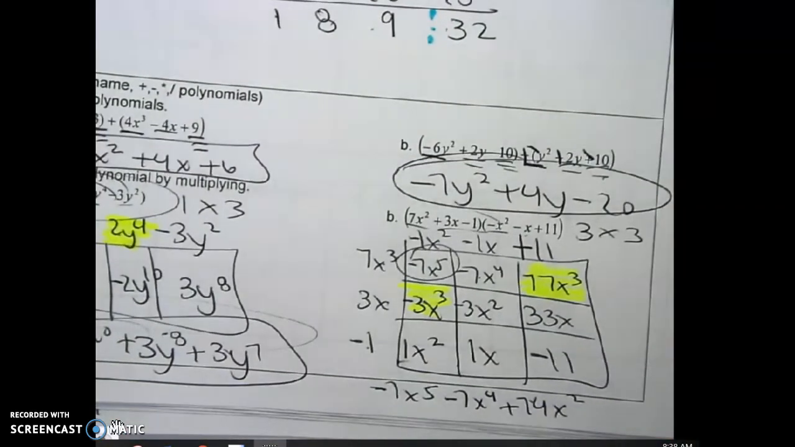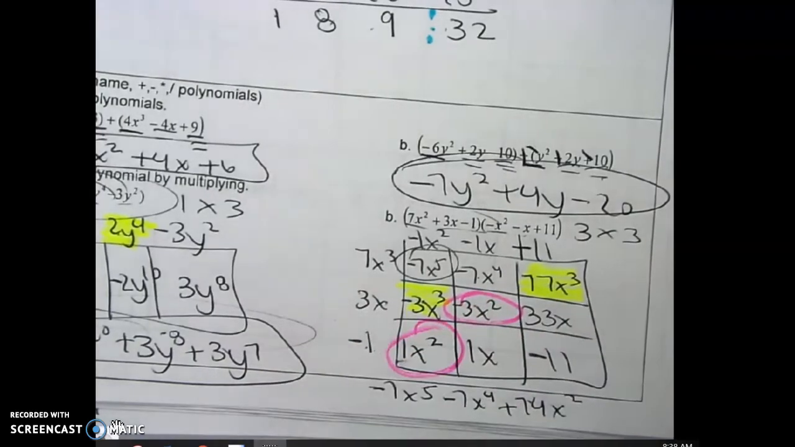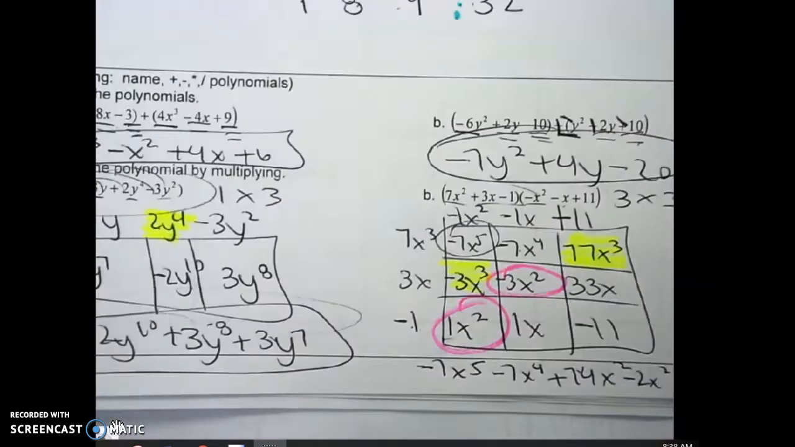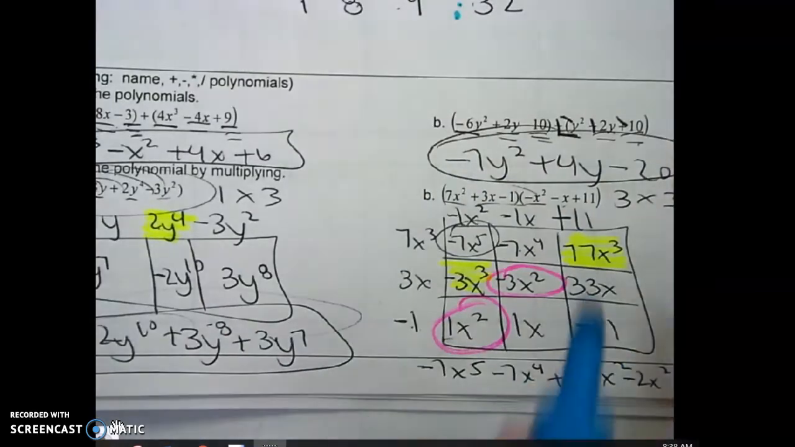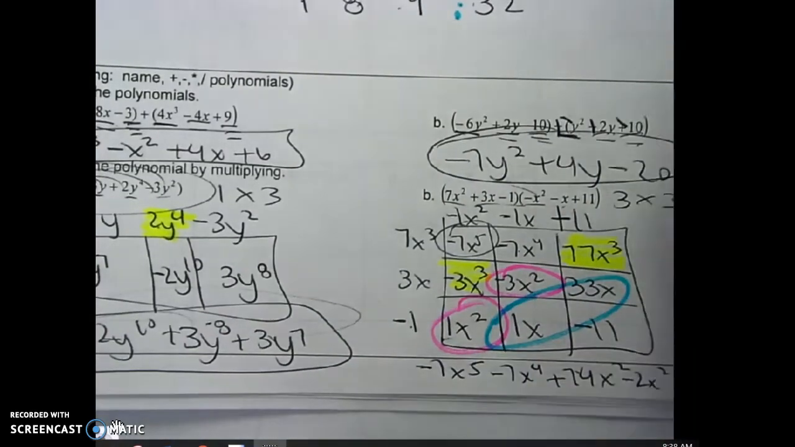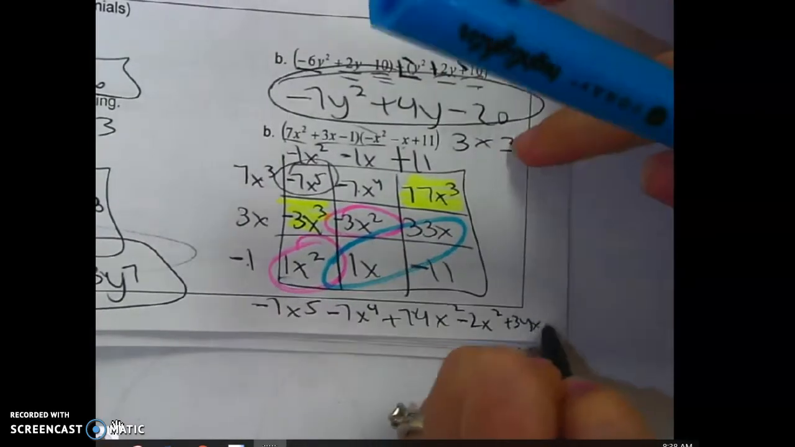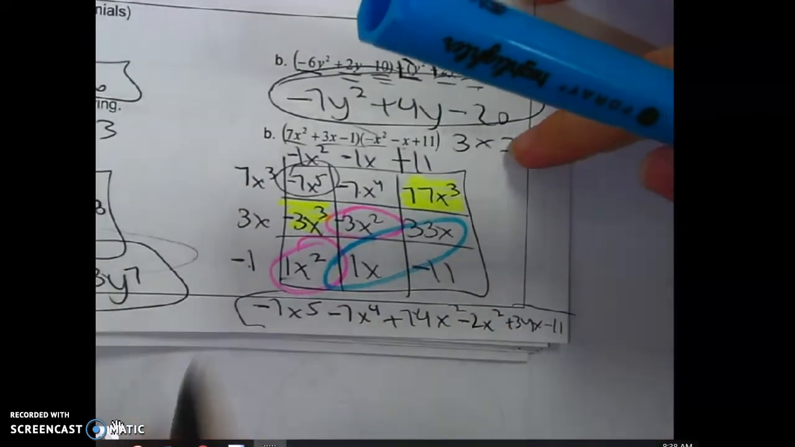And then now these two are the same. Minus 2x squared. And then these two are the same. There's my diagonal being back. Plus 34x minus 11. Okay?